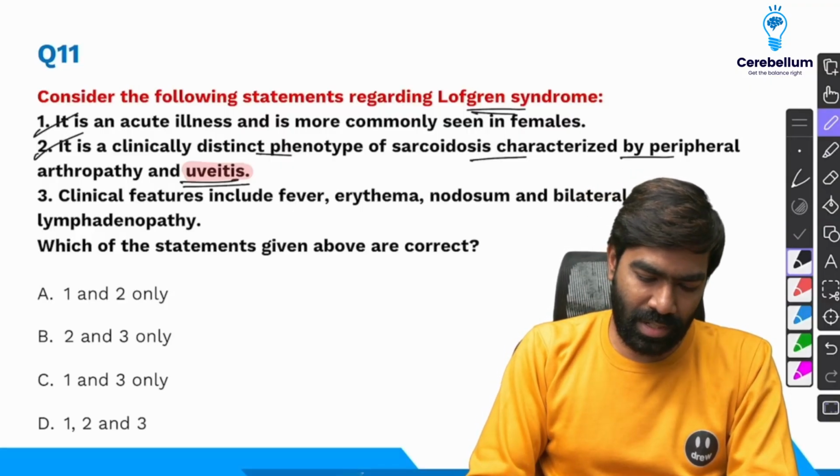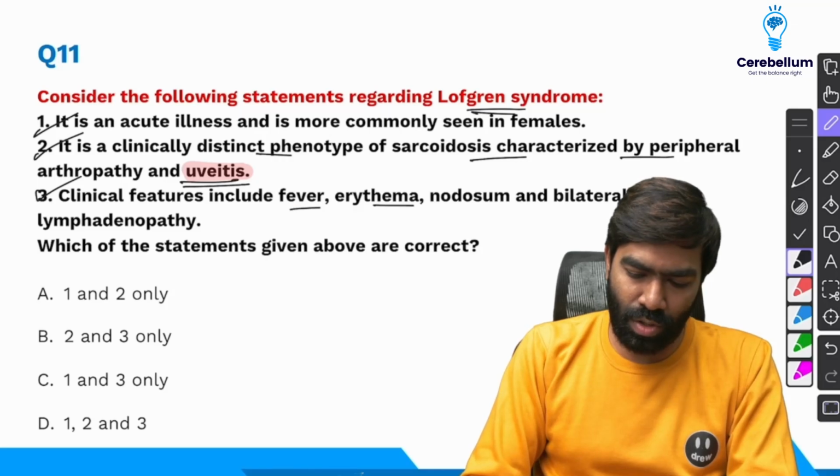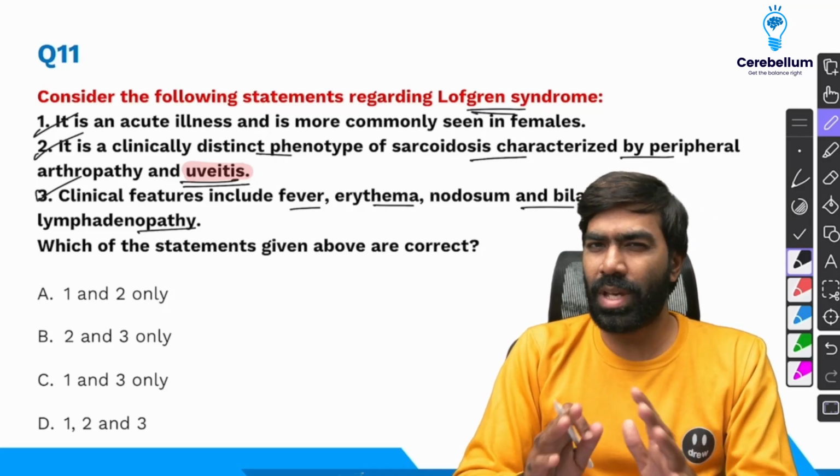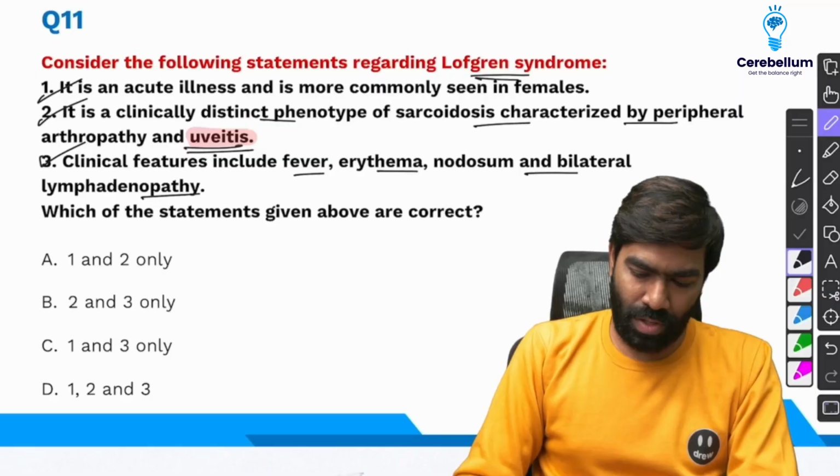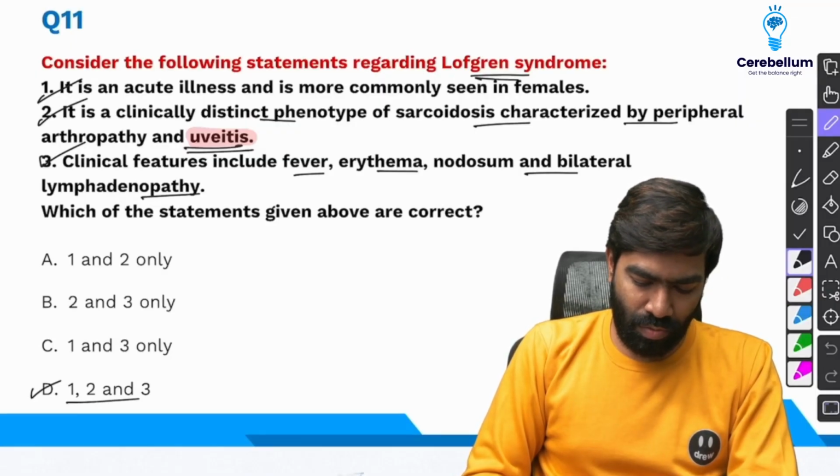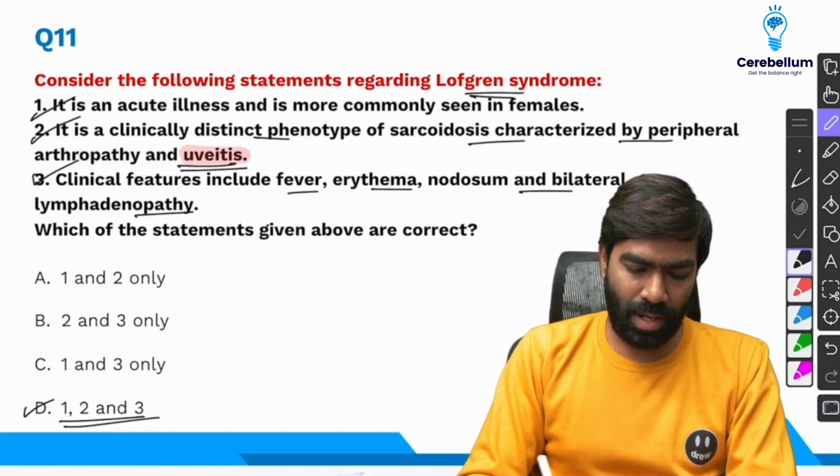And option 3 states clinical features include fever, erythema nodosum, and bilateral hilar lymphadenopathy. Absolutely right statement about Lofgren syndrome. So I will actually go for option D. All 1, 2, 3 are correct.